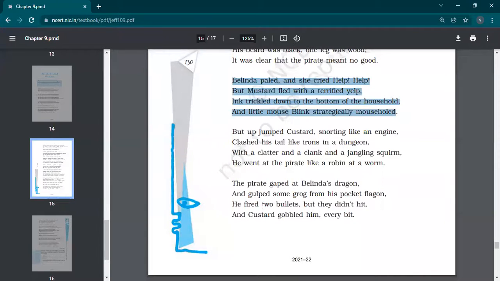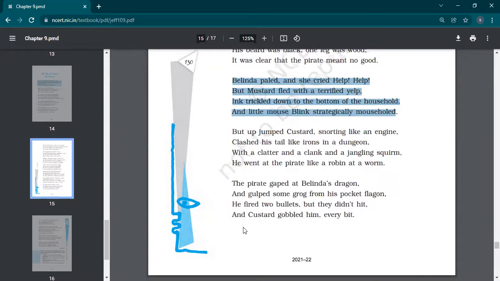Who consider themselves to be brave, but now they actually got scared. Belinda started turning pale. Pale means yellowish in color. Uski shakal dekhne wali thi us type pe. She started turning pale and started shouting, help, help, fine.